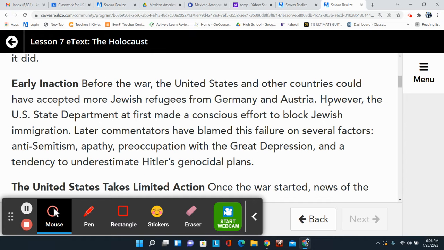Early inaction. Before the war, the United States and other countries could have accepted more Jewish refugees from Germany and Austria. However, the U.S. State Department at first made a conscious effort to block Jewish immigration. Later, commentators have blamed this failure on several factors: anti-Semitism, apathy, preoccupation with the Great Depression, and a tendency to underestimate Hitler's genocidal plans.